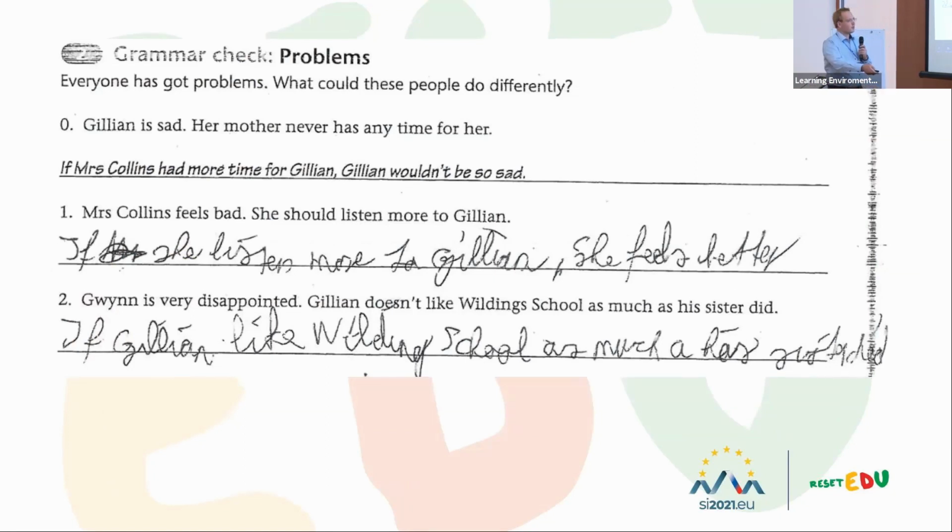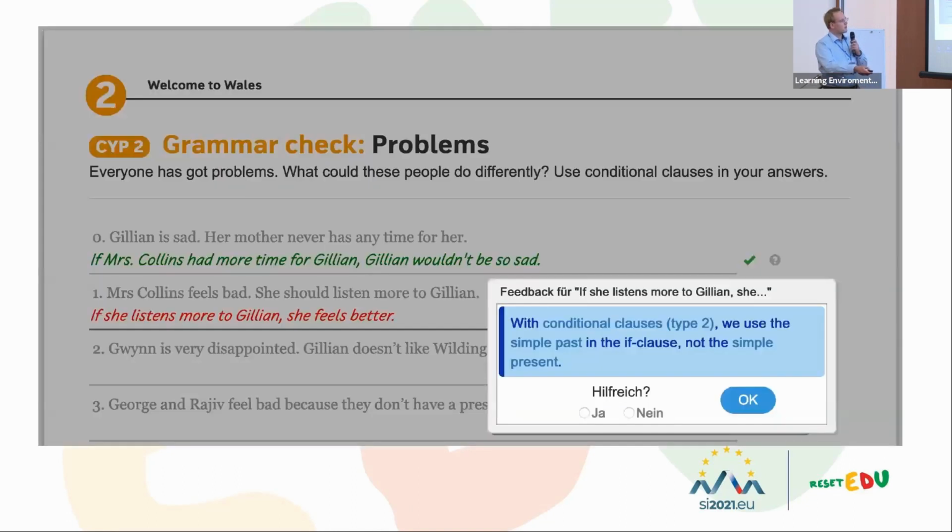So if we take this exercise and then look at it in the digital version, this is exactly the same exercise, but in the FeedBook. And you can see that it's also the same answer that the student typed, but now we get immediate feedback. So with conditional clauses type 2, we use the simple past in the if clause, not the simple present. So this is the additional benefit I was talking about, micro-adaptivity, that such systems can offer.